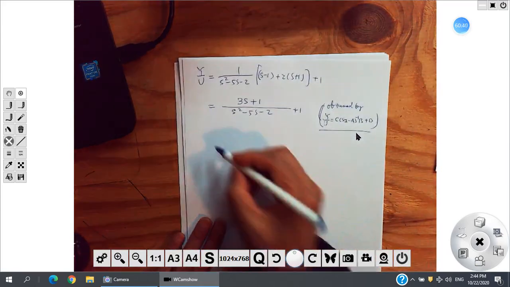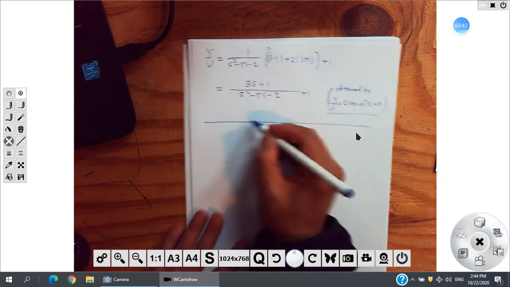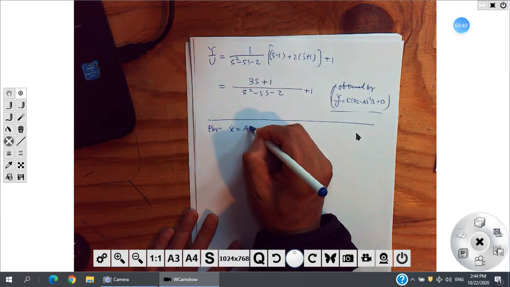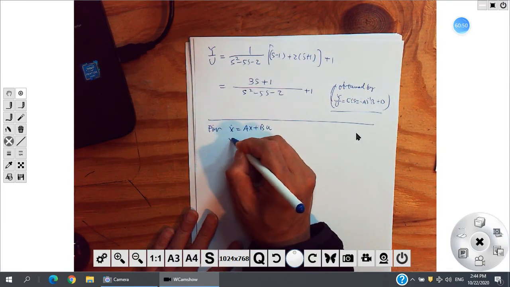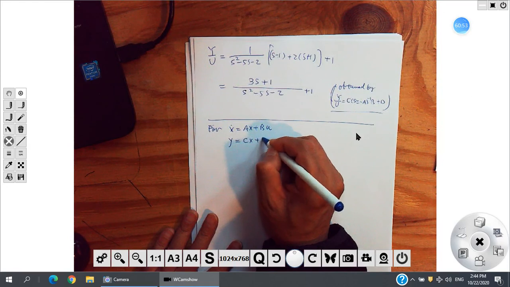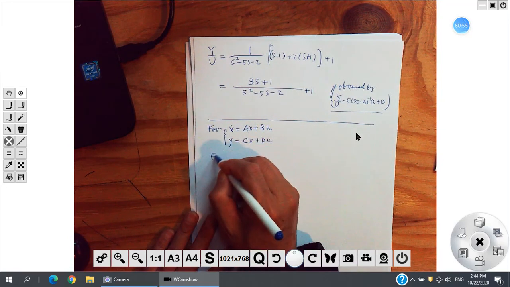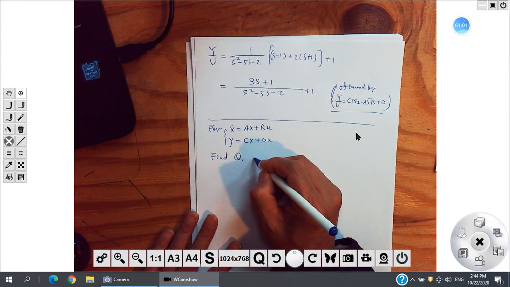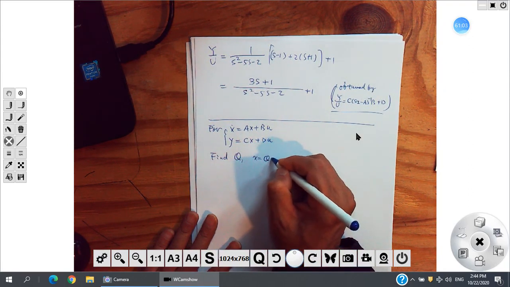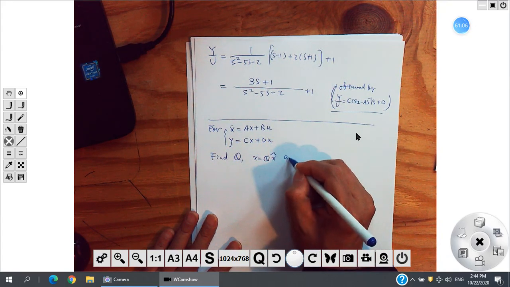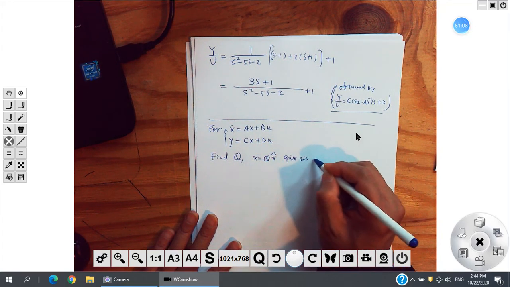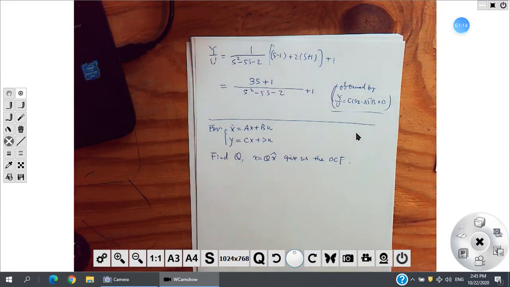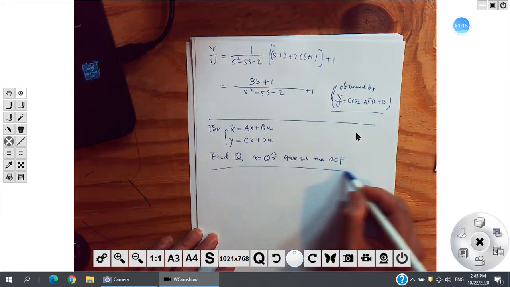For the OCF, another question. For x dot equal to Ax plus Bu and y equal to Cx plus Du, we can find Q. I use Q for it. X equal to Q times x hat gives us the OCF of the system. So what is that Q?